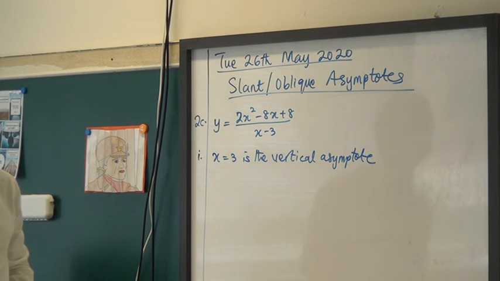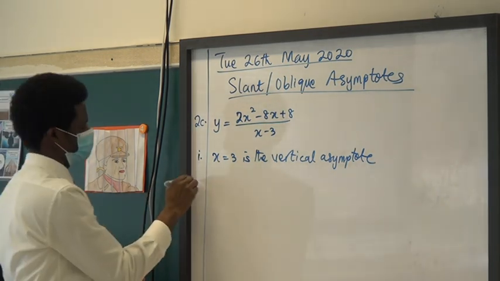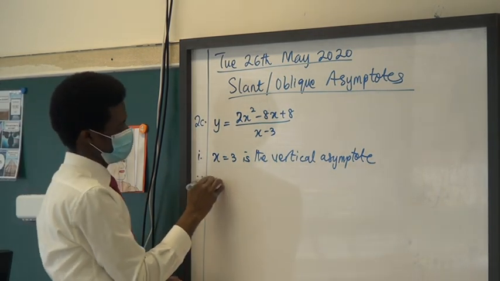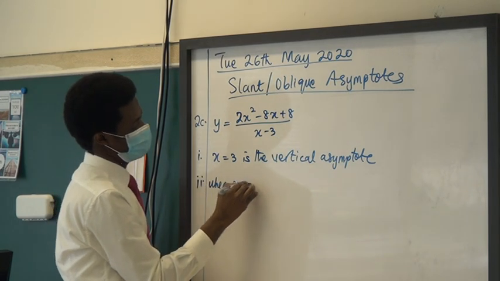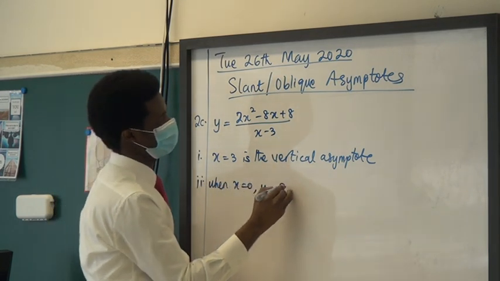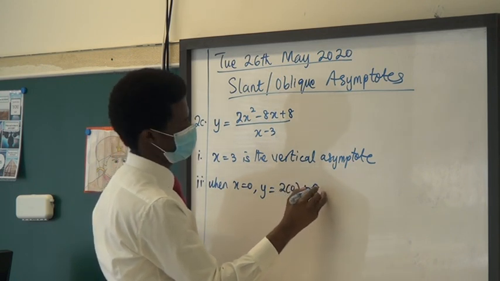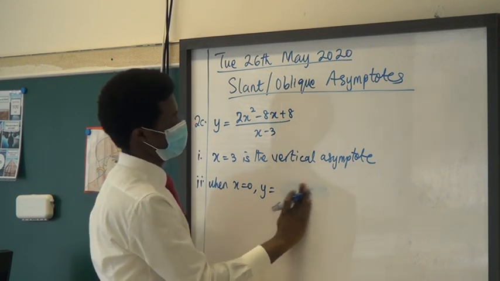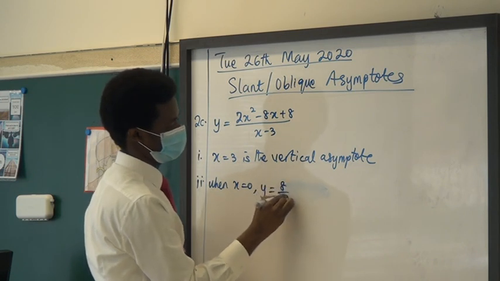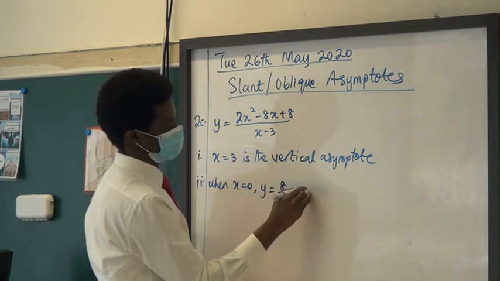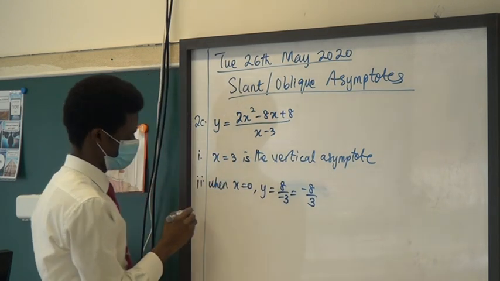Now find the intercepts. For the y-intercept, when x is equal to 0, y will be (0 minus 0 plus 8) over (0 minus 3). I'm just going to say 8 over minus 3. So that's just negative 8 over 3.